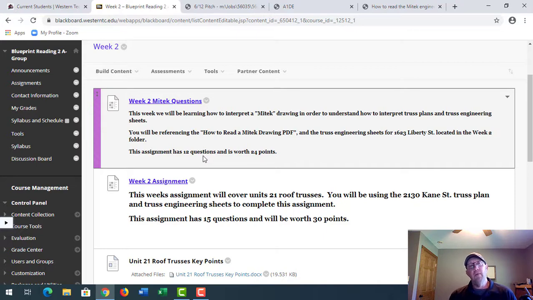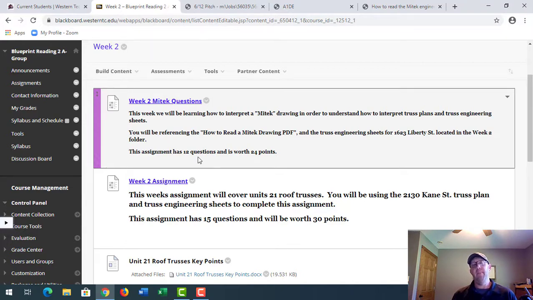In going over the PowerPoint, what you learned from last week was what a MyTech drawing is. It's created by software, and it takes the dimensions of your house and then designs the trusses based on that information.